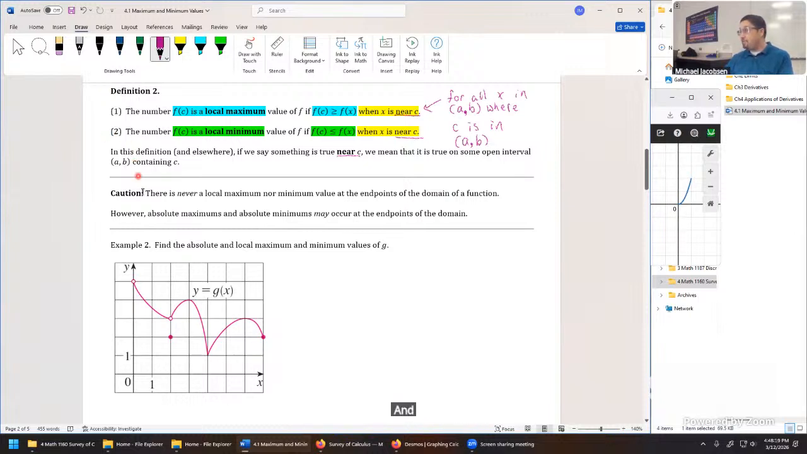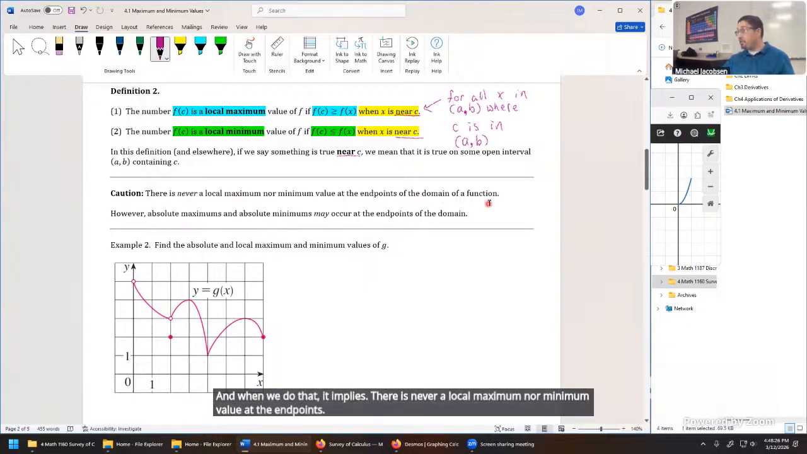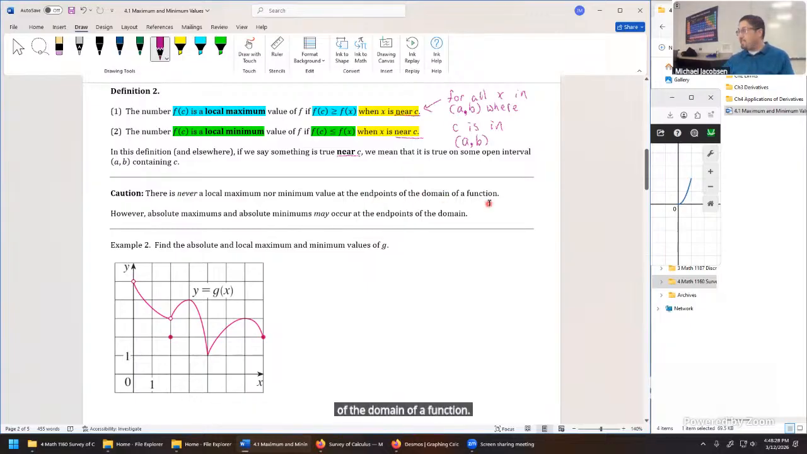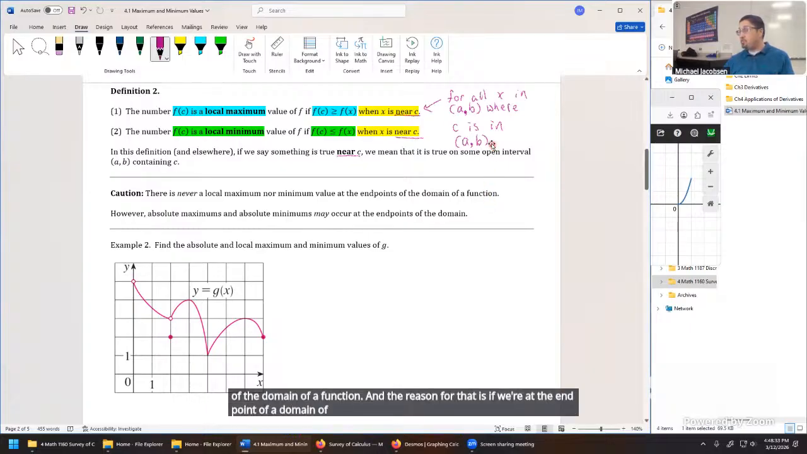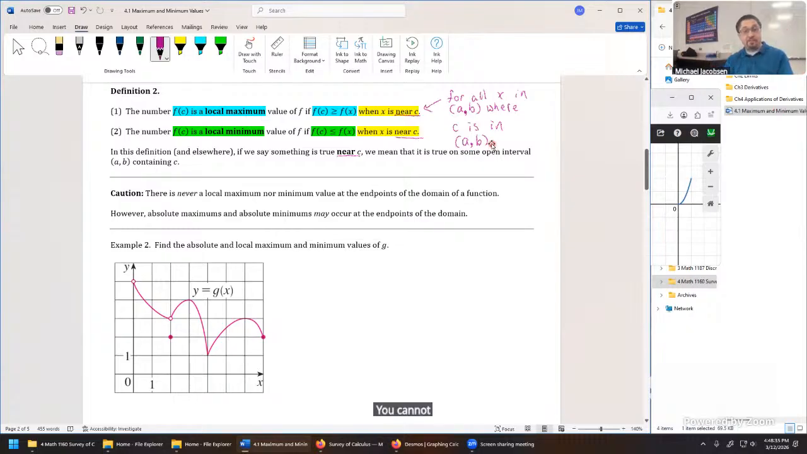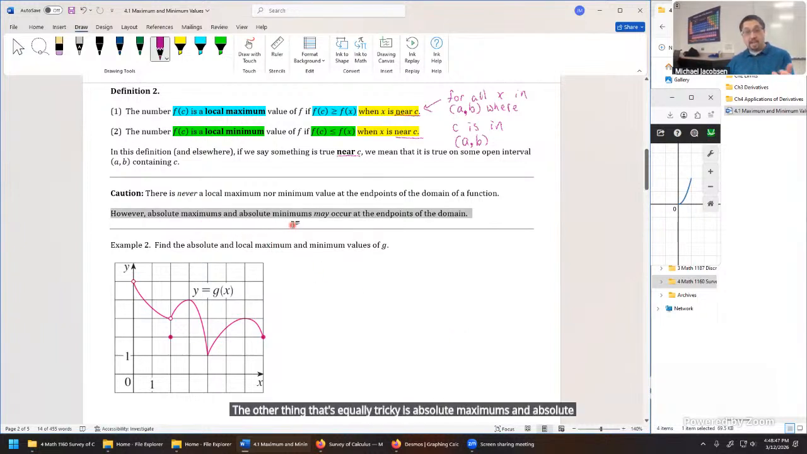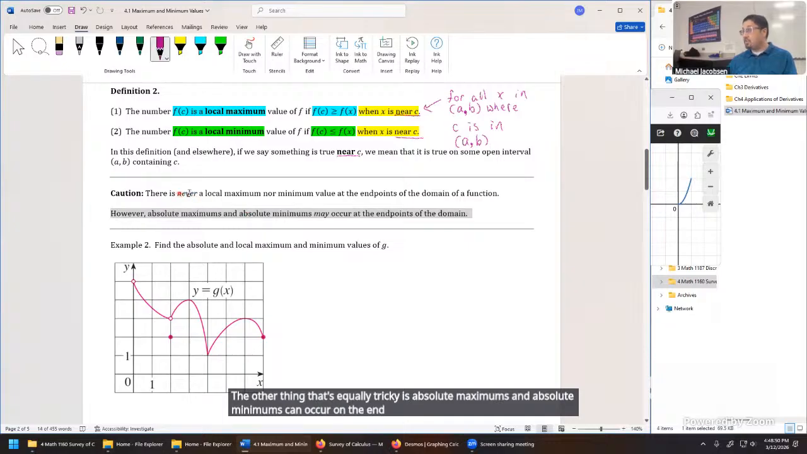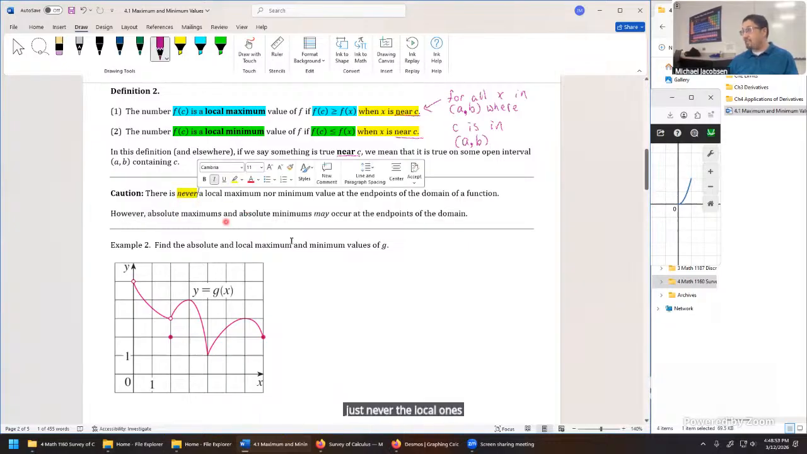And when we do that, it implies there is never a local maximum nor minimum value at the endpoints of the domain of a function. And the reason for that is if we're at the endpoint of a domain of a function, you cannot fit an open interval inside the domain around that endpoint any longer. So we'll illustrate that as we get through this graph. The other thing that's equally tricky is absolute maximums and absolute minimums can occur on the endpoints, just never the local ones. Let's maybe highlight that right there.